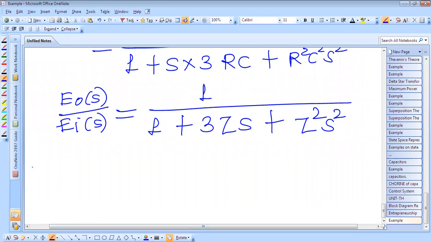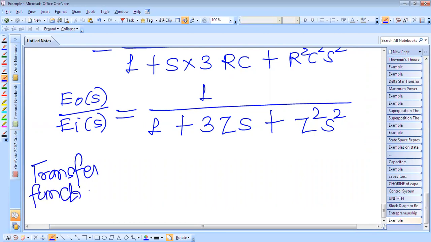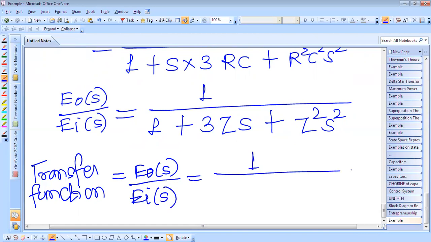So this is your transfer function. One plus 3 tau S plus tau square S square.